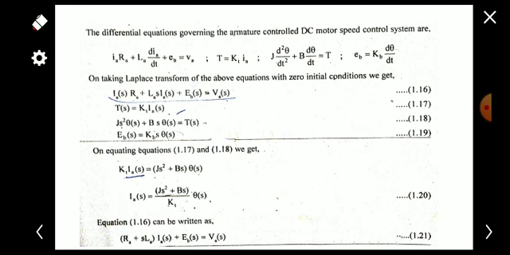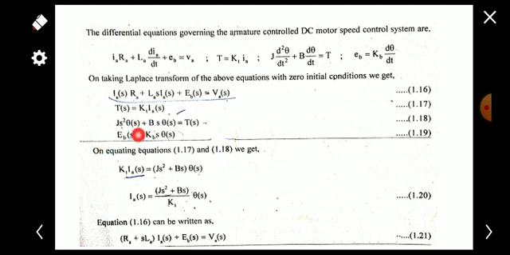So we have to take the first part only, that is La into s into Ia(s) plus Eb(s) is equal to Va(s). The first equation is converted into Laplace transform. And the second one is T equal to Kt into Ia, so T(s) equal to Kt into Ia(s). The third one is J into s square theta(s) plus B into s into theta(s) is equal to T(s). The fourth one is Eb(s) equal to Kb into s into theta(s).